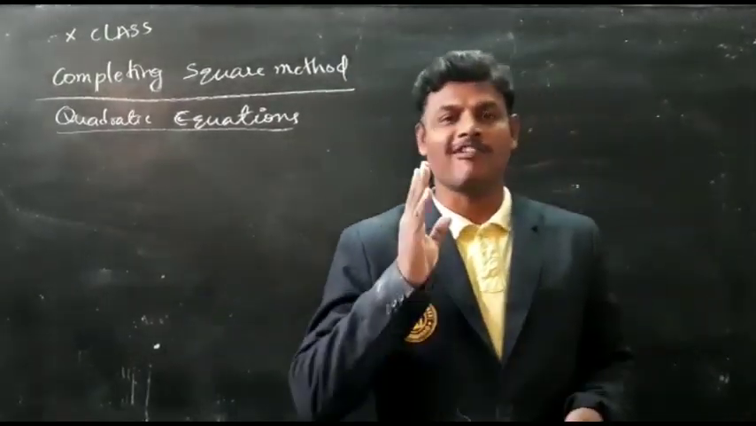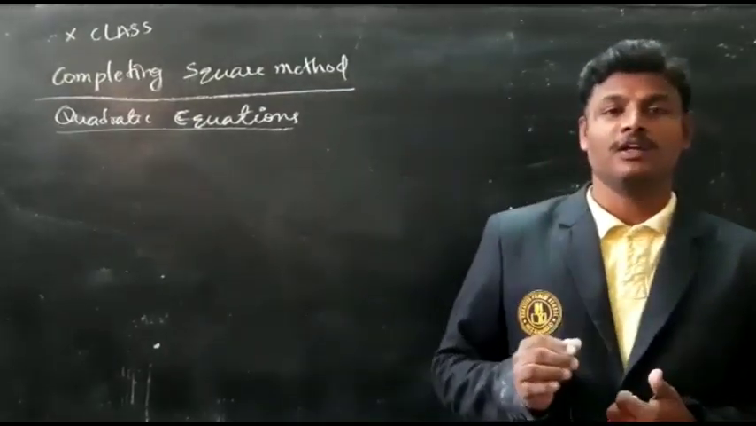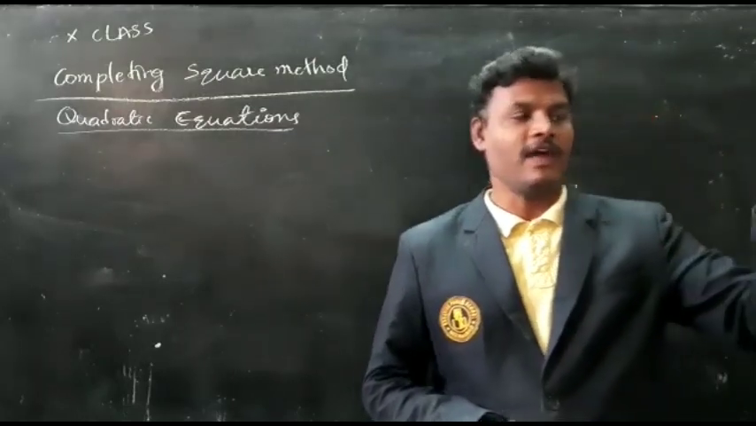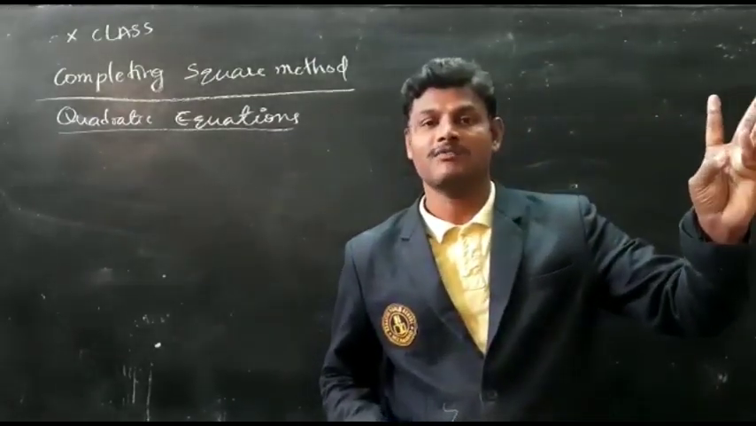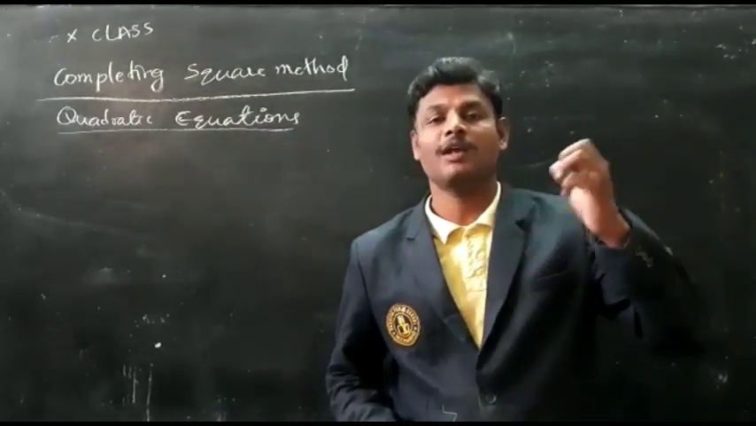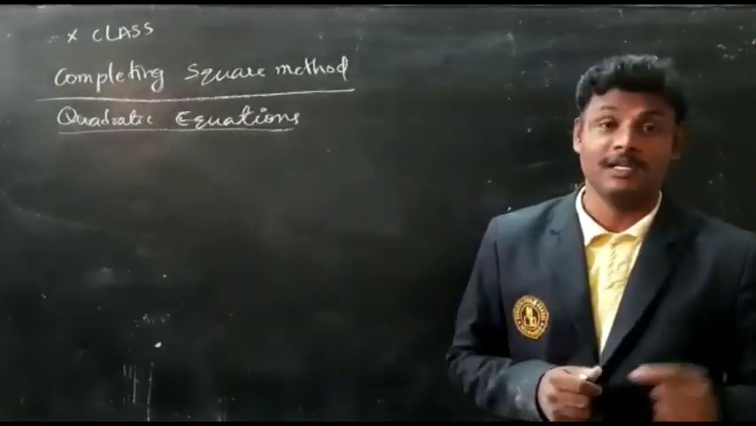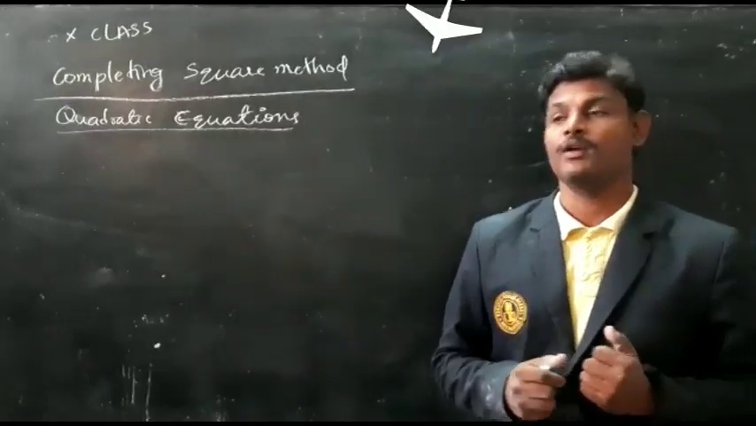Our running topic is quadratic equations. To find the roots of a quadratic equation, we have three methods: the factorization method and also the quadratic formula. These two are completed. So, today I am going to explain the completing square method. It is very important.